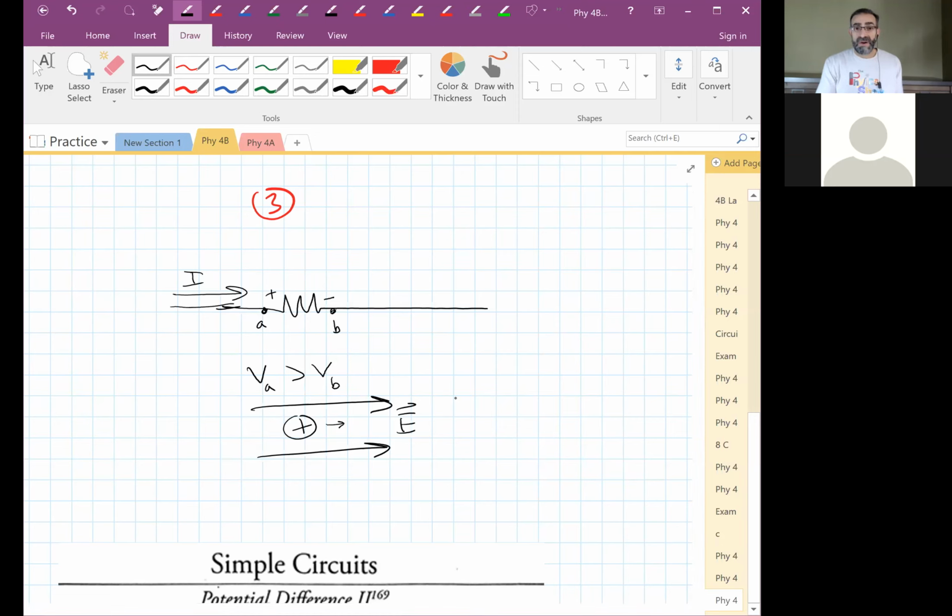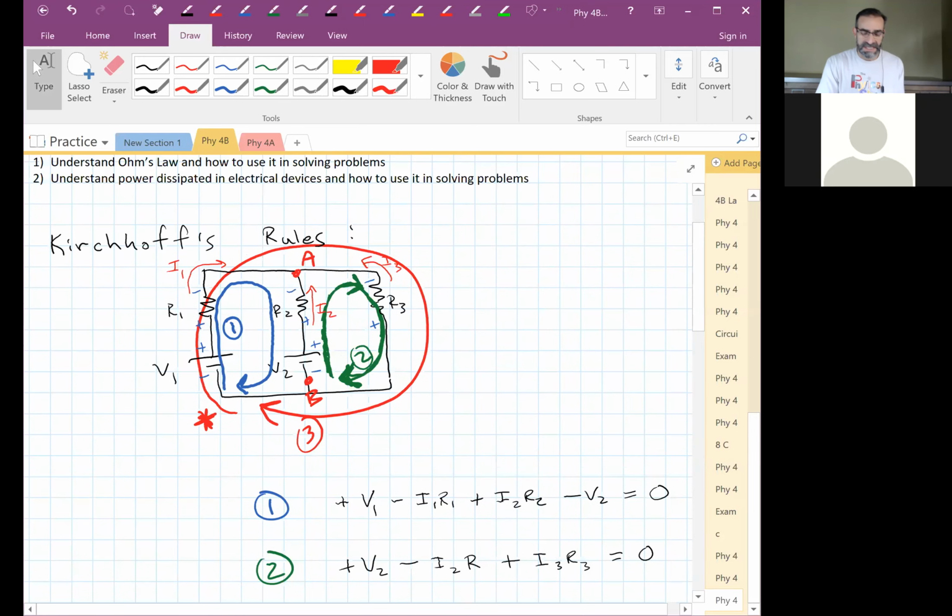Well, electric field always points toward lower potential. Positive charges flow from high potential to low potential. So if the current is really going from A to B through that resistor, the only way that could be happening is if A is at a higher potential than B. If B was at a higher potential, the current would be going the other way. So we just guess the direction of the current, and that fixes the signs in all of our equations. And then I'll show you what happens if we guess wrong.